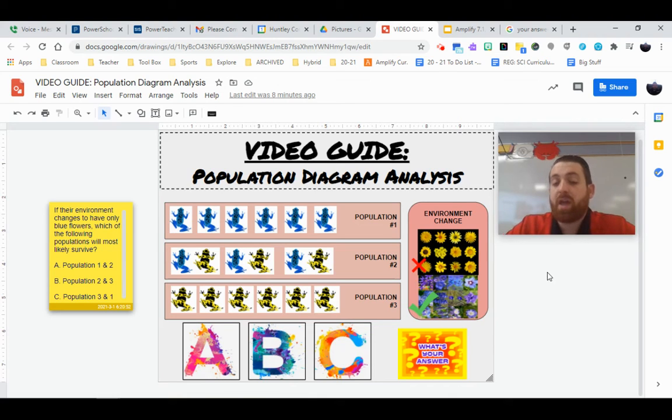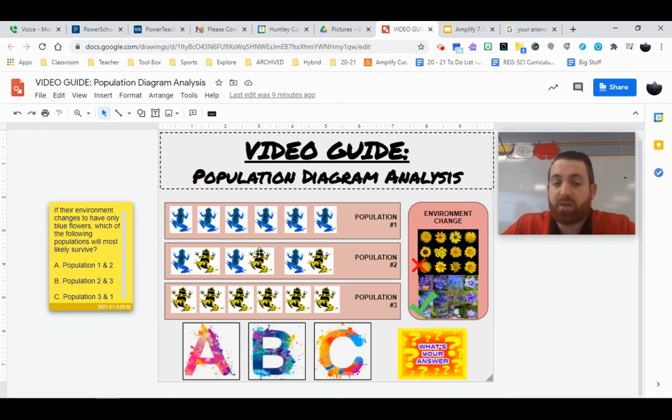All right, hopefully you came up with the answer. Let's go ahead and figure out which one it is. So if our environment changed from yellow to blue, which populations would most likely survive? Well, if we look at our answers here, option A, populations 1 and 2, has our blue frogs in it. So these guys are blue, have obviously the adaptive trait. Our yellows no longer have the adaptive trait. But the question is asking about the populations as a whole, which one's most likely to survive? Well, in this case, it's going to be option A.